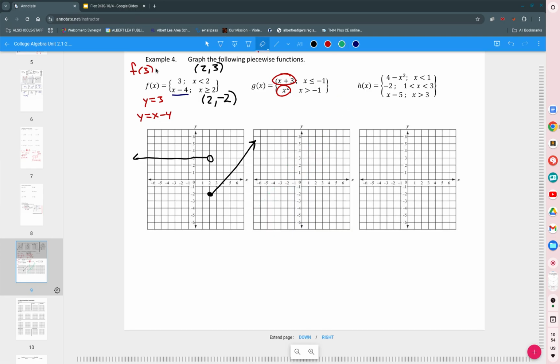And so now that we have that in our brain, what we're going to do is we're going to figure out the endpoints. And to figure out the endpoints, I'm going to go ahead and plug in a value of -1. And if I plug in a value of -1, I get an output of 2, because -1 plus 3 is 2. Open or close circle? Close circle at -1, positive 2. And now I'm going to draw the graph with a slope of 1.